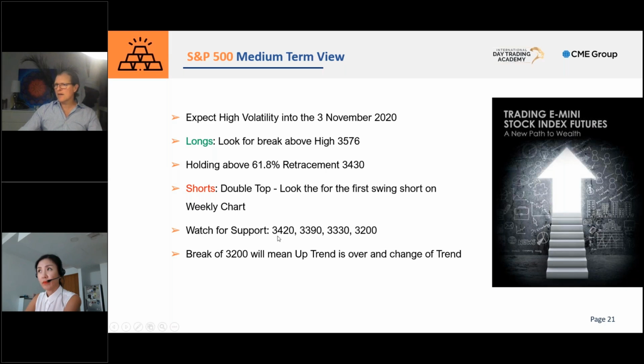Then I've got these other levels down here. I'm going to watch for these support levels: 3420, 3390, 3330, and 3200. They're very key price levels. I'd write them down, put them in your analysis journal. Also, if we get a break at 3,200, this will mean that the major uptrend we've seen for the last 10 years looks like it's breaking, and we will see a change of trend or a correction in the longer term. So that 3,200 level is very key in my mind.